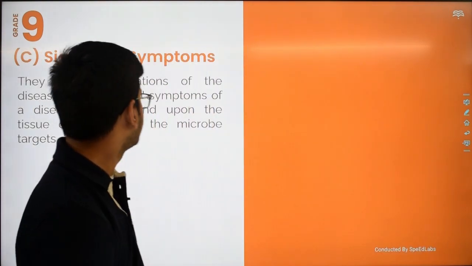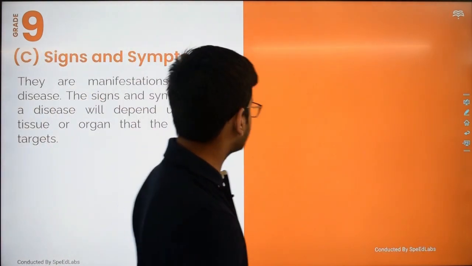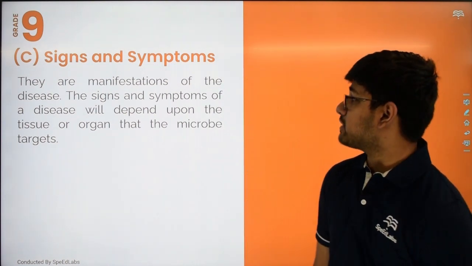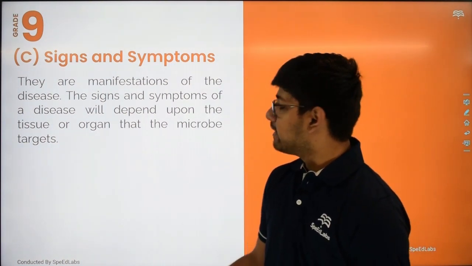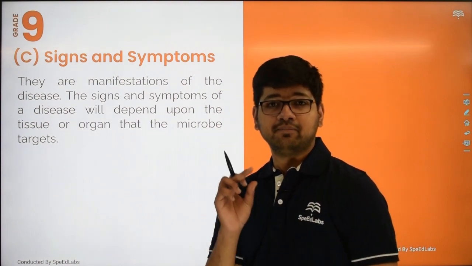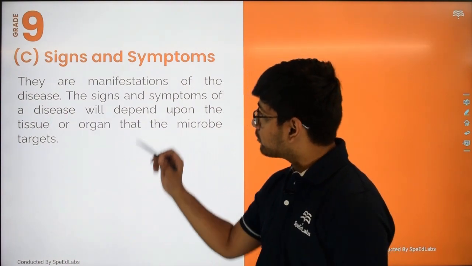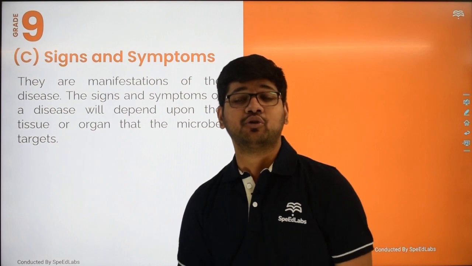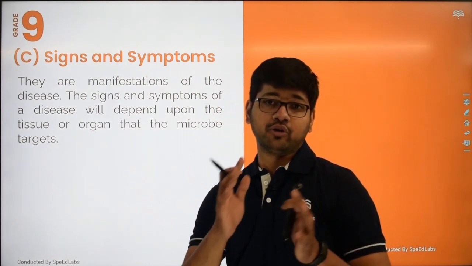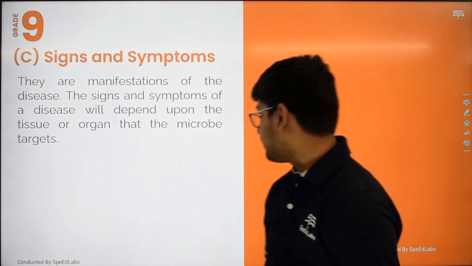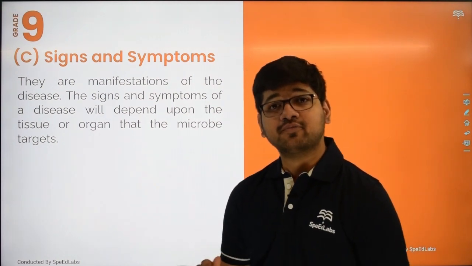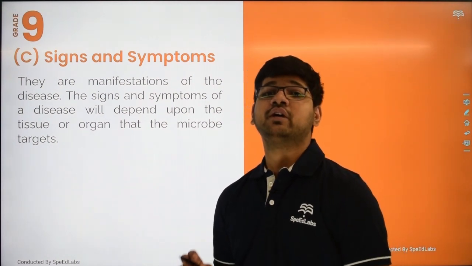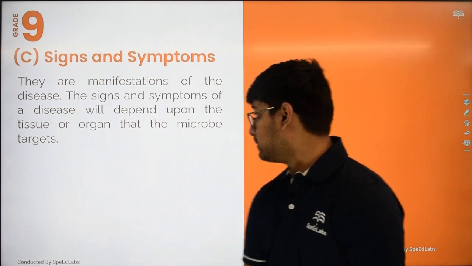All right. If I talk about signs and symptoms, what are those? These are the manifestations of any kind of disease. How a disease is diagnosed depends upon the signs and symptoms that a particular disease shows or the particular individual shows in their body, right? That's why diagnosis is very important while finding out any kind of disease in an individual. All right.